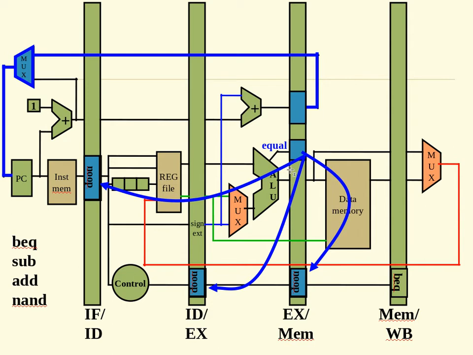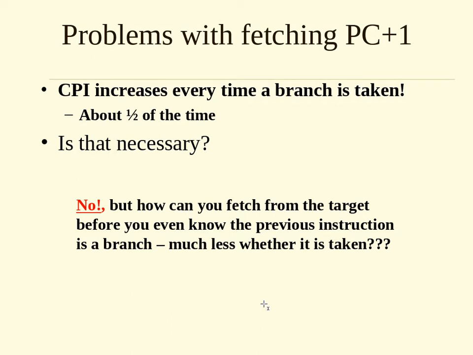So for example, if we go over here, we find out that they are equal, and we need to update the program counter plus 1, we just turn these into no ops. And this is fine because the state of our register file isn't updated until write back, so just squashing these and turning them into no ops is all we actually need to do. So CPI increases every time a branch is taken, which is about half the time. Is that necessary? Again, no.